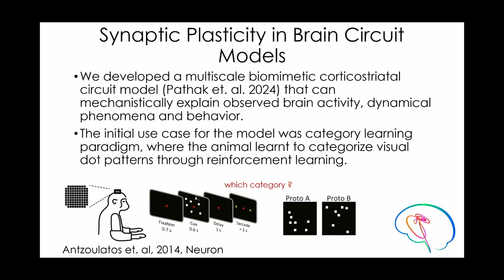Every stimulus here, I should say, is an exemplar, a distorted image of either one of the two prototypes. So the animals never see exactly the prototype. They just, by trial and error, taking actions and receiving feedback, have to learn how to distinguish between the two categories, right? And this, we claim, is essentially driven by synaptic plasticity in the animal's brain.